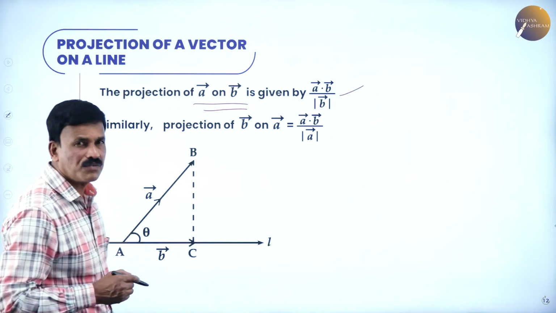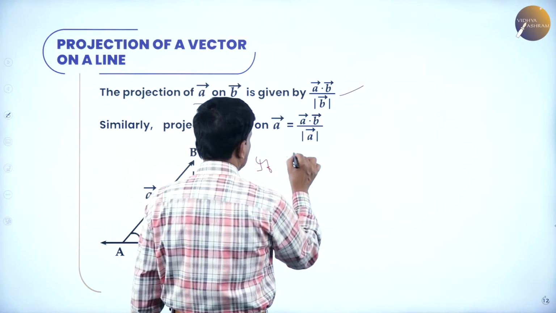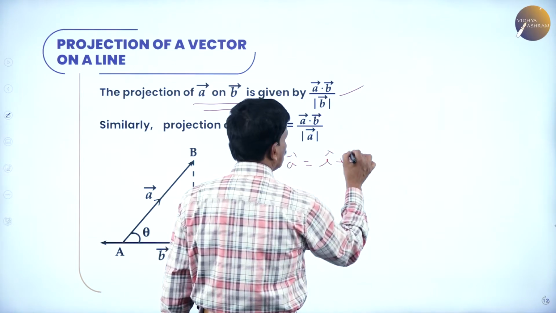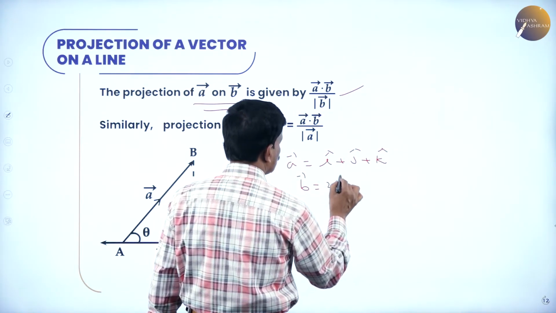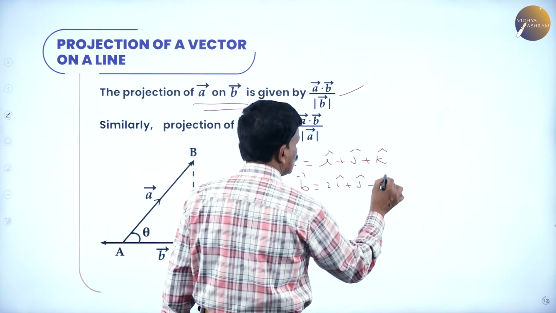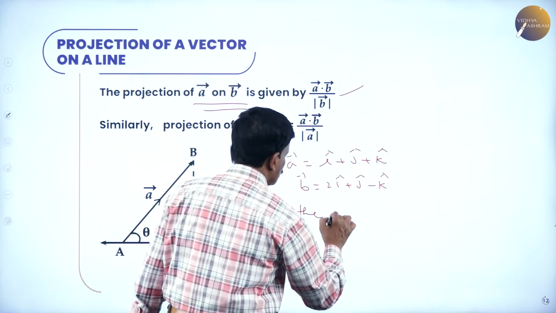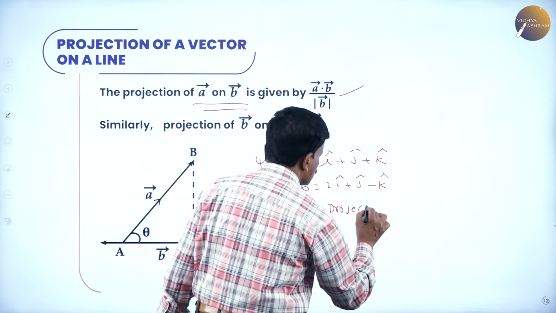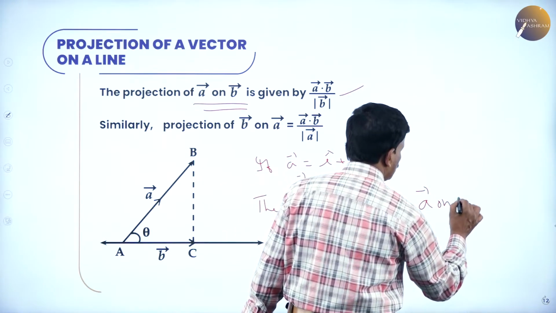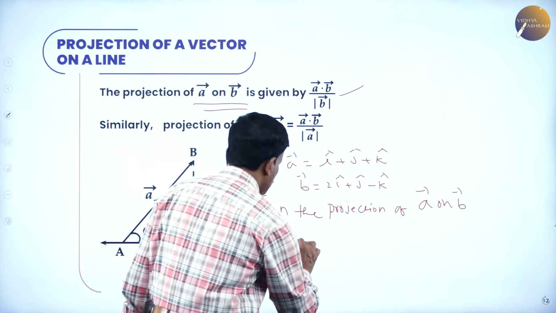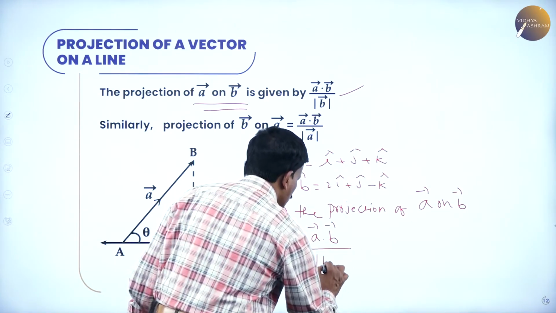Now, let us take one small example. If vector A is equal to I plus J plus K and vector B is equal to 2I plus J minus K, then the projection of vector A on B is equal to vector A dot B divided by length of B.